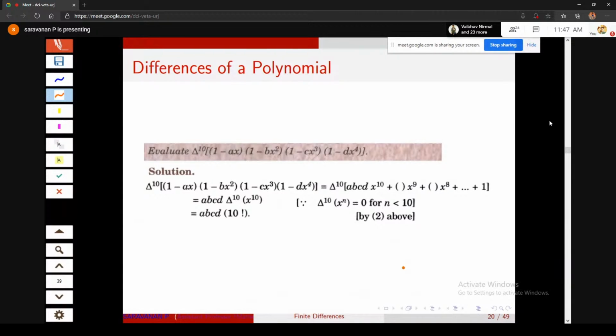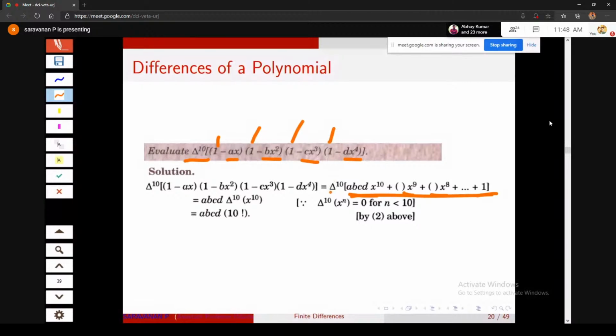Okay. There are some problems on differences of a polynomial like this. This is the 10th order difference. If I multiply this, you will get minus ax minus bx square minus cx cube minus dx power 4. So plus a, b, c, d, x into x square into x cube into x power 4, that will become x power 10. You will get other terms of power 9, 8, etc. If I multiply all the constants, you will get the constant term. Here all are 1, so you will finally get plus 1. So it is a polynomial of degree 10.